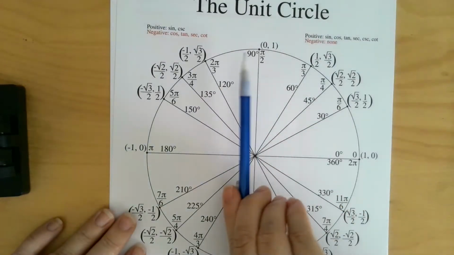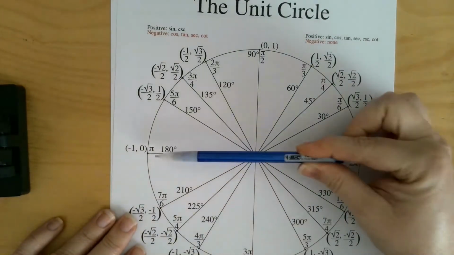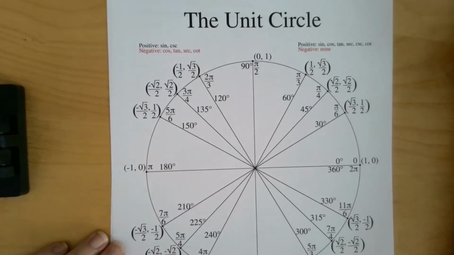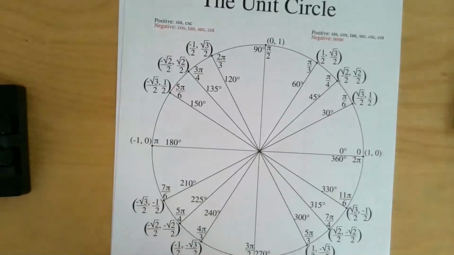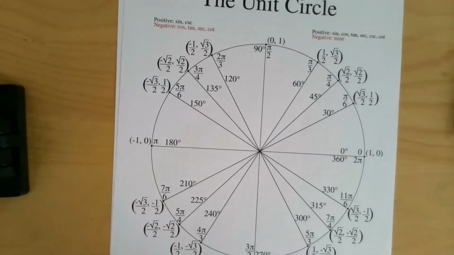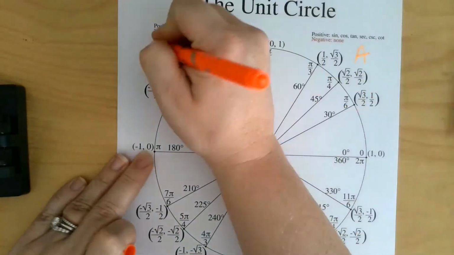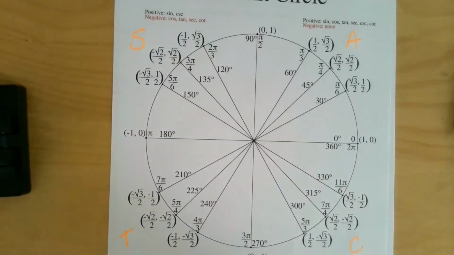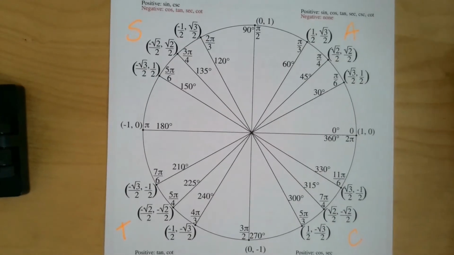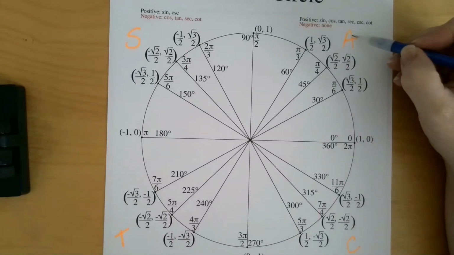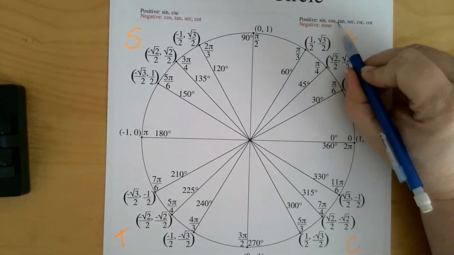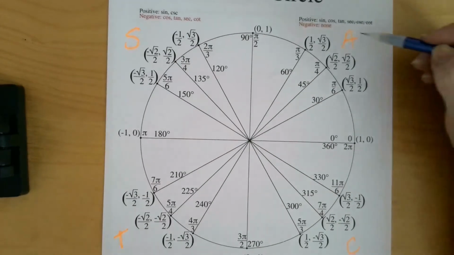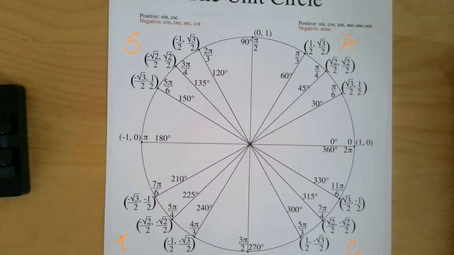Keeping in mind this is still a y-axis and an x-axis, and due to that we have our little acronym. All Students Take Calculus, though now it's All Students Talk... However you want to remember it, it's just a way to remember things. And the A means that all of our functions, sine, cosine, tangent, we're not talking about secant, cosecant, cotangent, you'll talk about that next year, all of them are positive in the first quadrant.